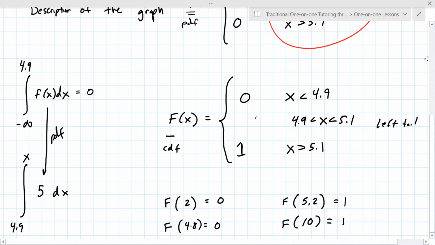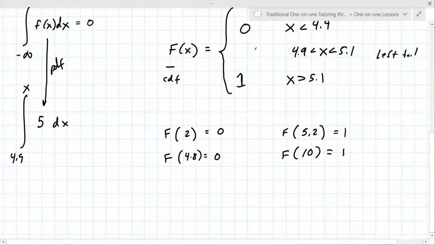4.9 is your lower bound and x is your upper bound. Why are we going from 4.9 to x? Why not x to 5.1? The way integrals work is it's always the lower, which is the left number, to the upper, which is the right number. In this case, your left is 4.9. That's where it starts. And your upper in this case is assumed to be less than 5.1, because that's the bound on the right-hand side.